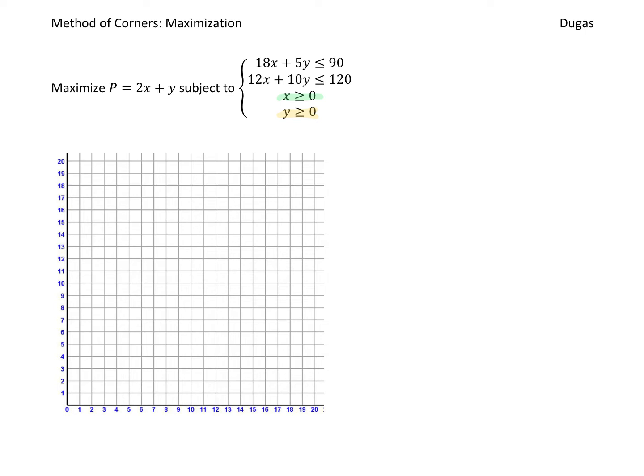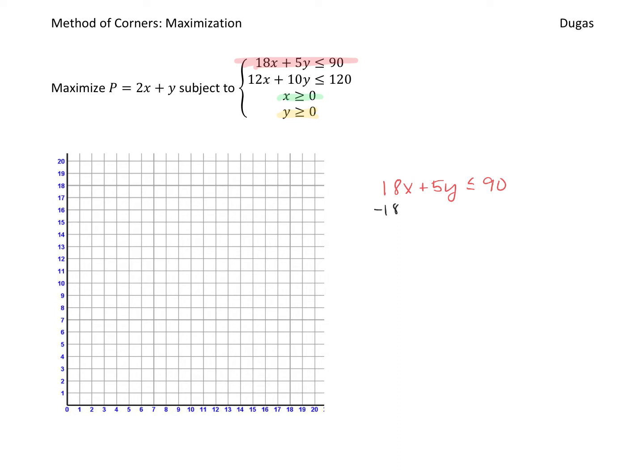Now what I need to look at is the additional information given by the first 2 inequalities. When I am graphing inequalities, I really like to isolate my y on the left and then go from there. So for the top one, 18x plus 5y is less than or equal to 90, I'm going to solve that for y. There's more than one way to do this, so if you have another way that works for you, please go ahead and do that. But this is just what works for me.